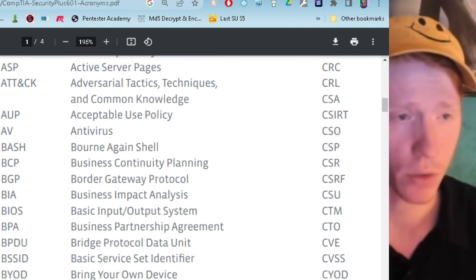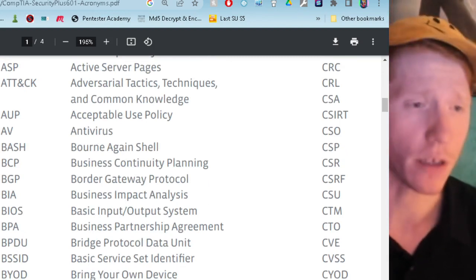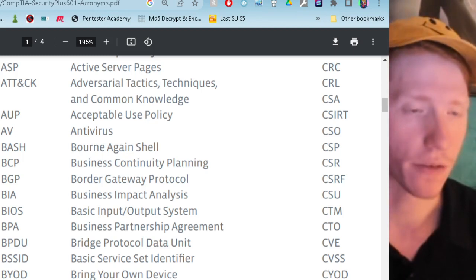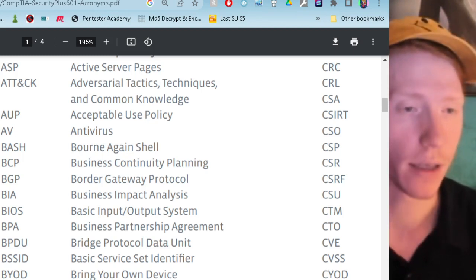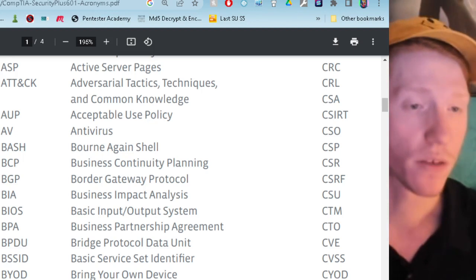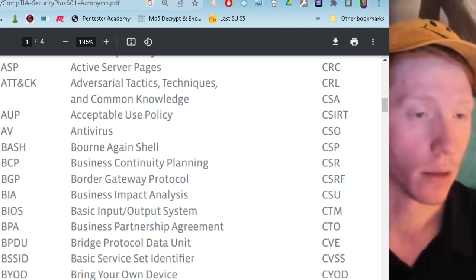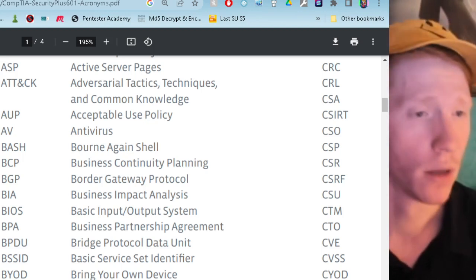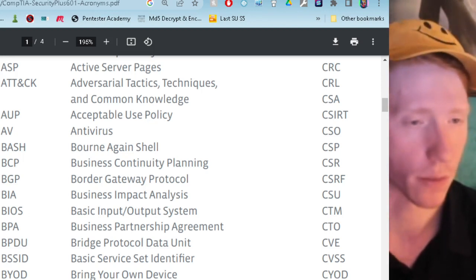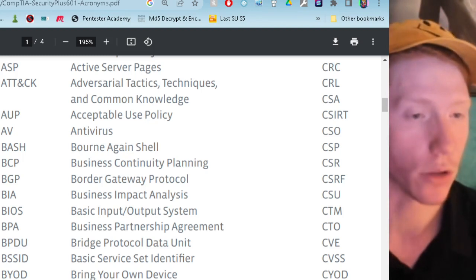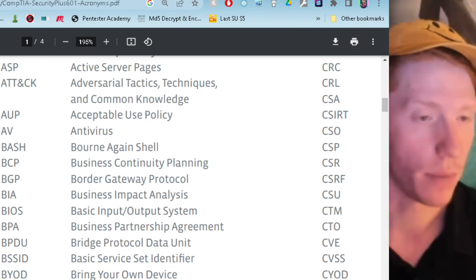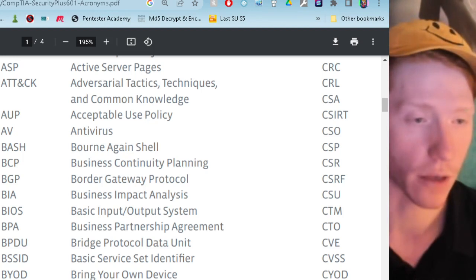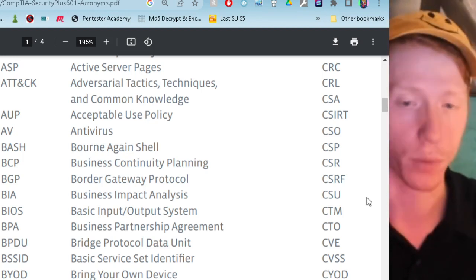AUP, Acceptable Use Policy. AV, Antivirus. BASH, Bourne Again Shell. BCP, Business Continuity Planning. BGP, Border Gateway Protocol. BIA, Business Impact Analysis. BIOS, Basic Input-Output System. BPA, Business Partnership Agreement. BPDU, Bridge Protocol Data Unit. BSSID, Basic Service Set Identifier. BYOD, Bring Your Own Device.